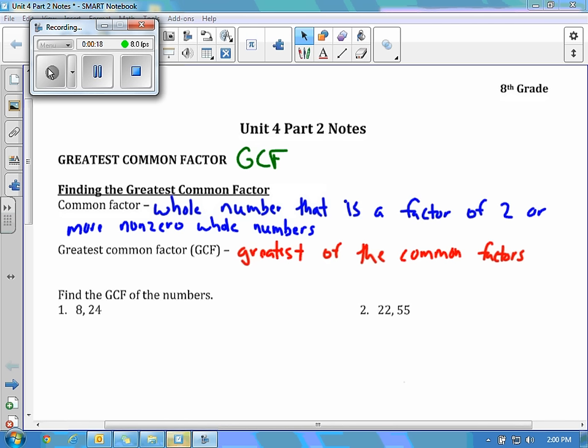A couple of definitions for you when we're finding the greatest common factor. A common factor is a whole number that is a factor of two or more non-zero whole numbers. So factors that two or more numbers share. And then they put a definition for a greatest common factor. It's pretty much the worst definition ever because it's just the greatest of the common factors. So all it does is add two words to what it is. But again, as we go through it, you'll have a better understanding.